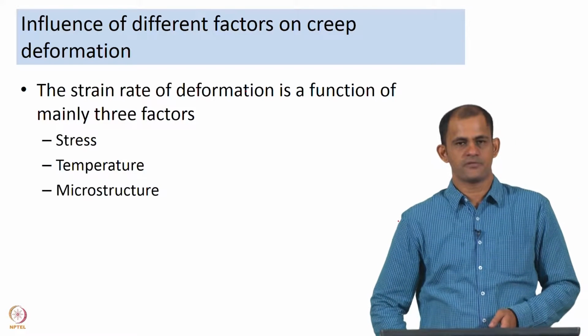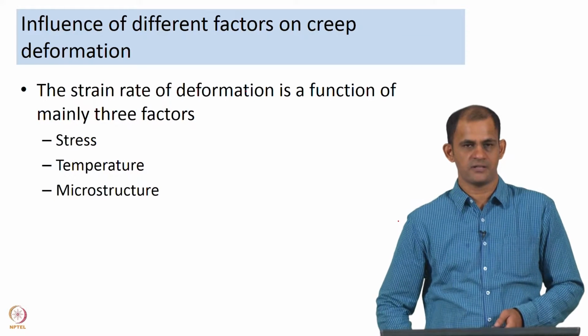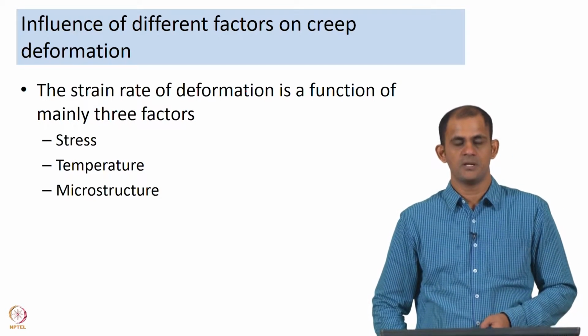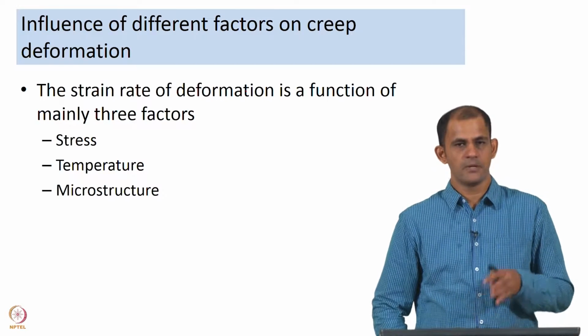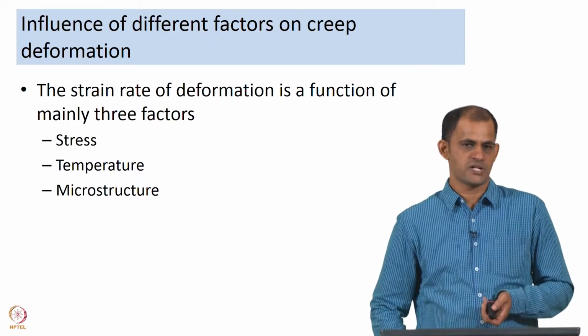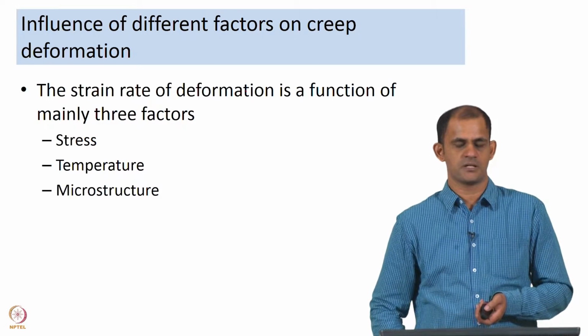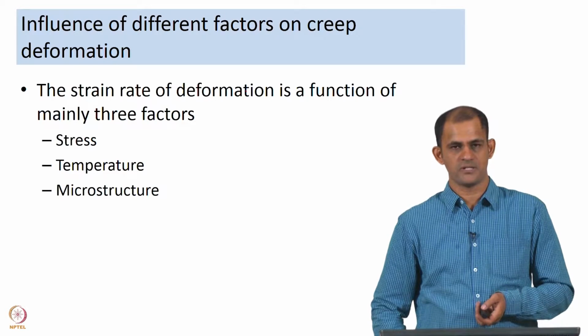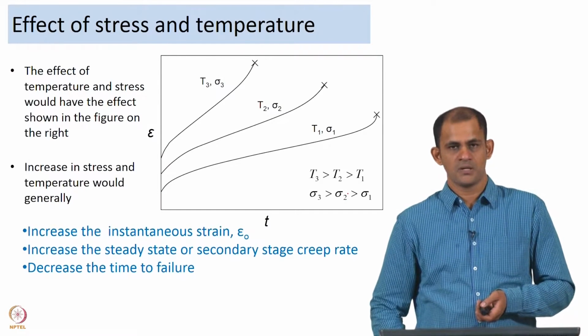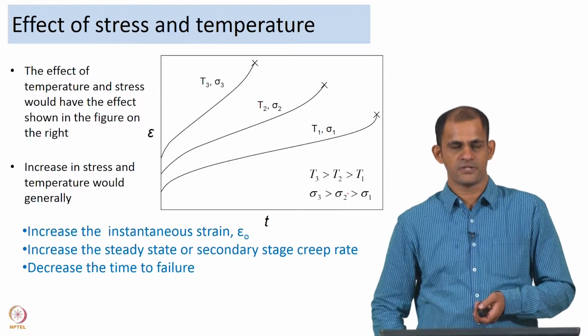Broadly, the strain rate of deformation is a function of three factors: stress, temperature and microstructure. Of course, there are some other factors such as elastic modulus etc., but by and large stress, temperature and microstructure are things that you can play around with to understand how they influence creep deformation. So, now let us look at the case of stress and temperature.